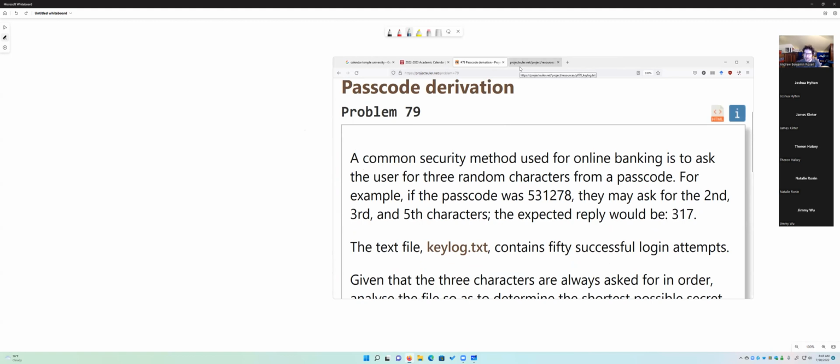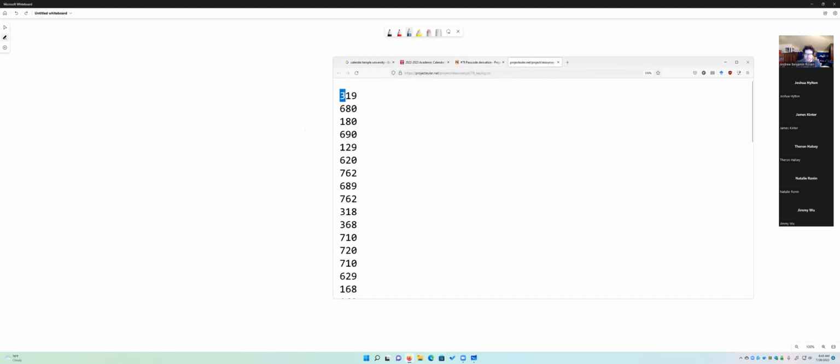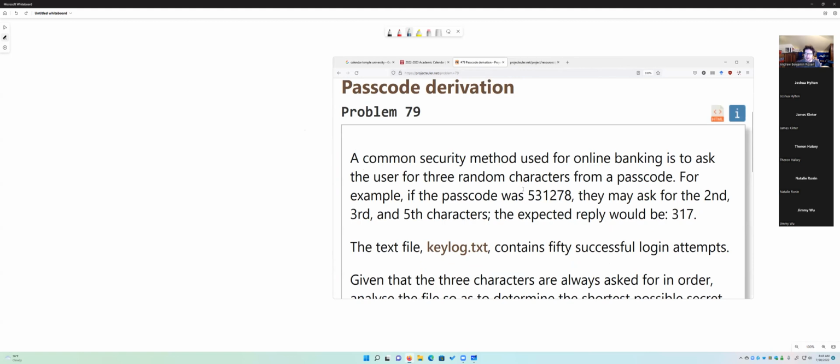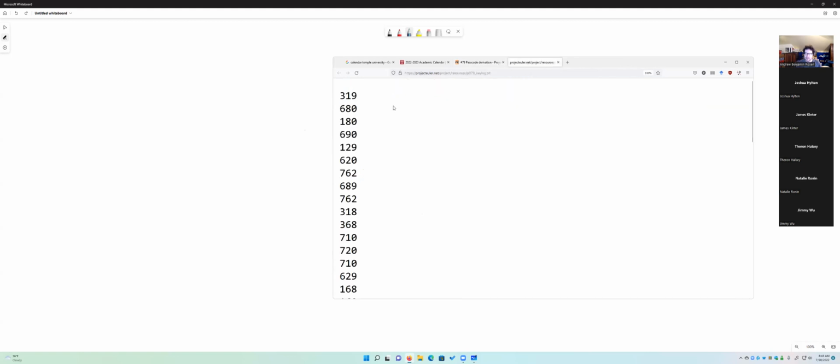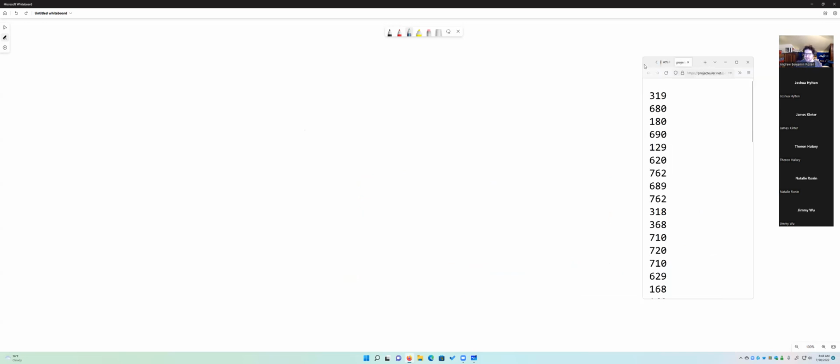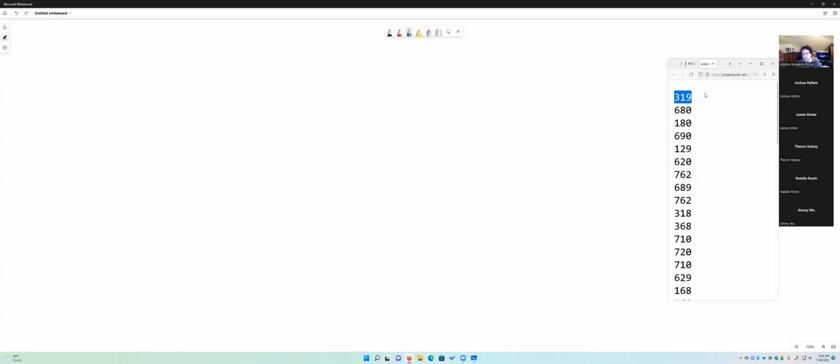So this is a graph problem disguised as a security problem. We've got these numbers, and the question is, how do we reconstruct this passcode from these numbers? Well, the first thing we do is encode this in a graph, because what these numbers tell us is a relationship between these numbers. Specifically, the first one tells us that a 3, a 1, and a 9 are in the password. So the numbers are our nodes.